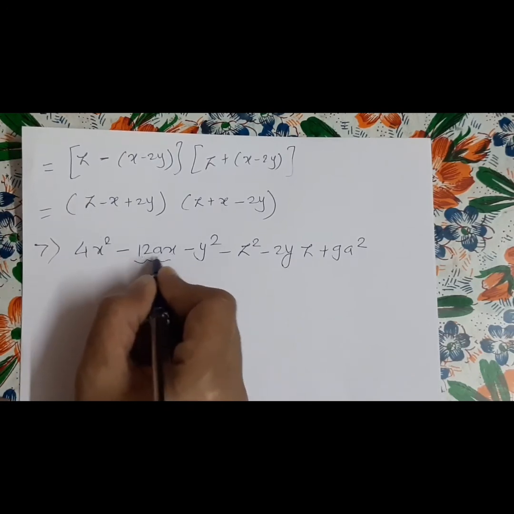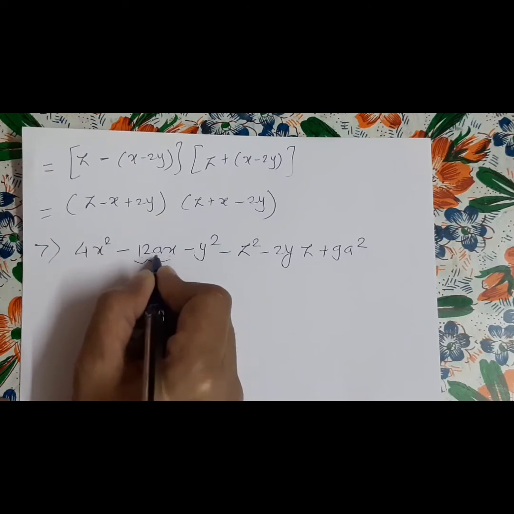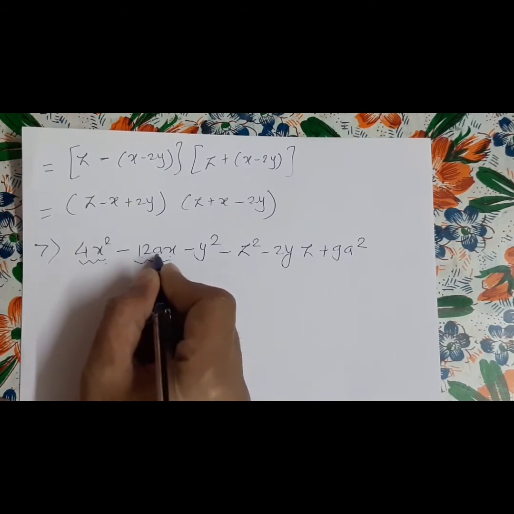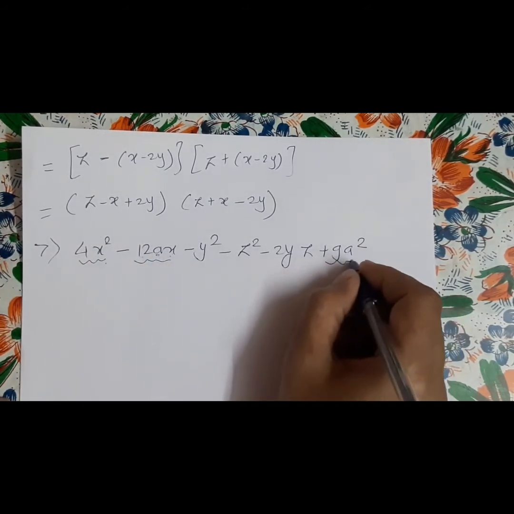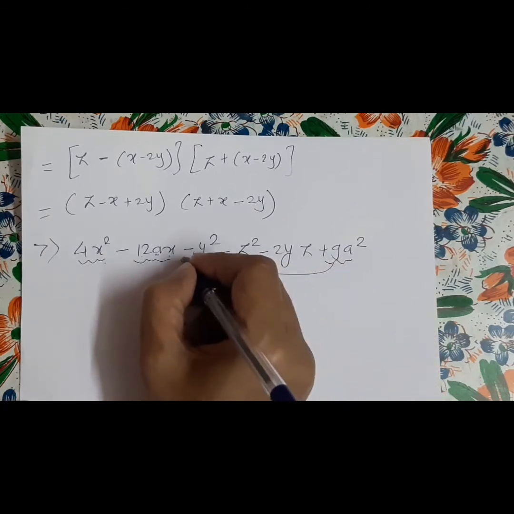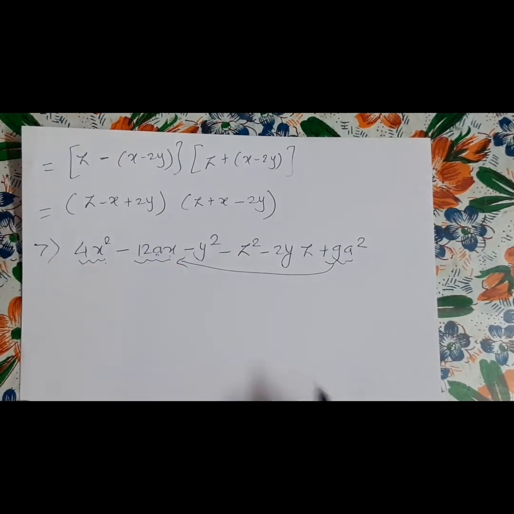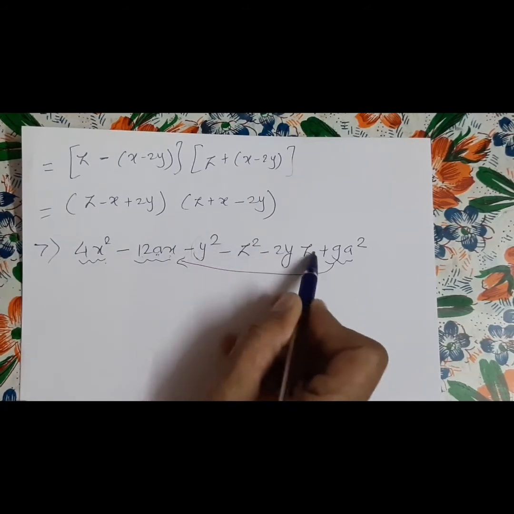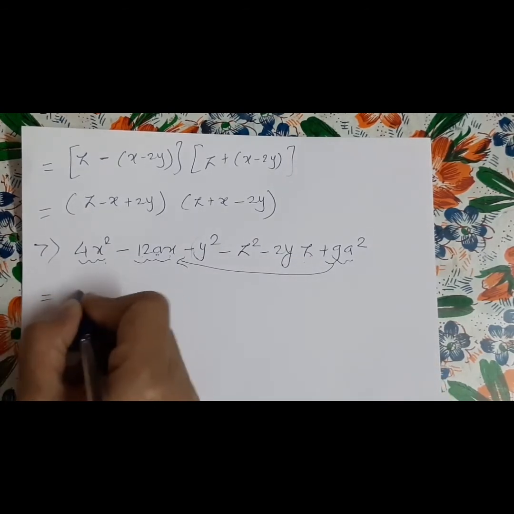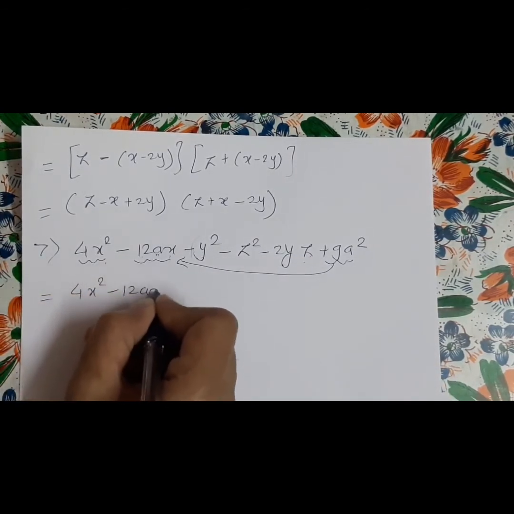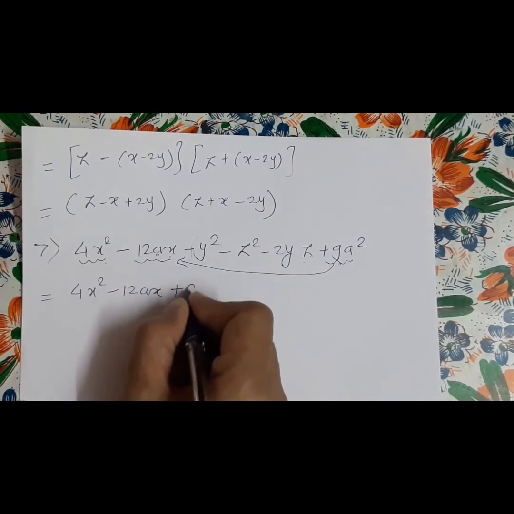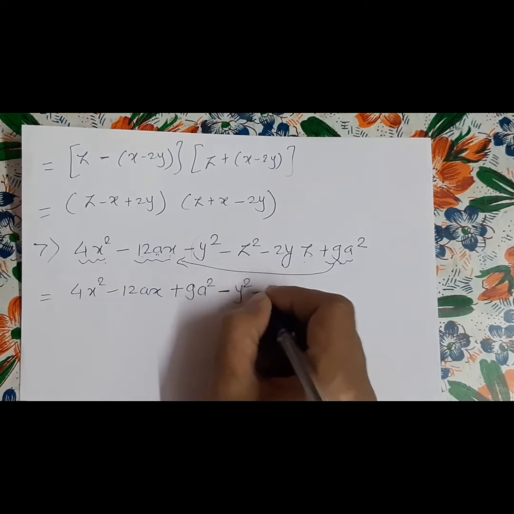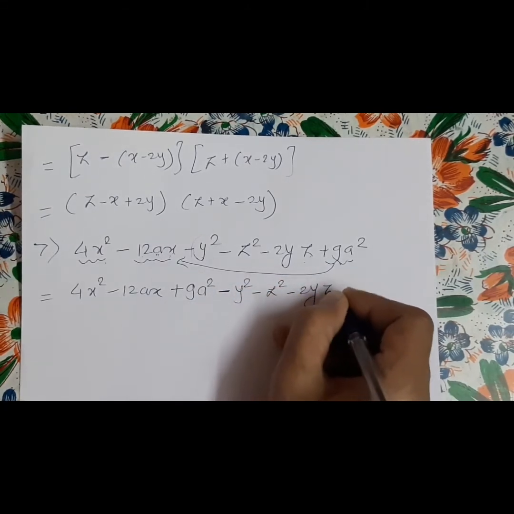So you have to collect the terms having a and having x. Already here 4x square is there, but now we want the term which contains a. So this is 9a square, and you have to bring it close to this. Now you can see it is y, it is z, and it is yz, so they are already together. So the next step, it is 4x square minus 12ax plus 9a square, now minus y square minus z square minus 2yz.